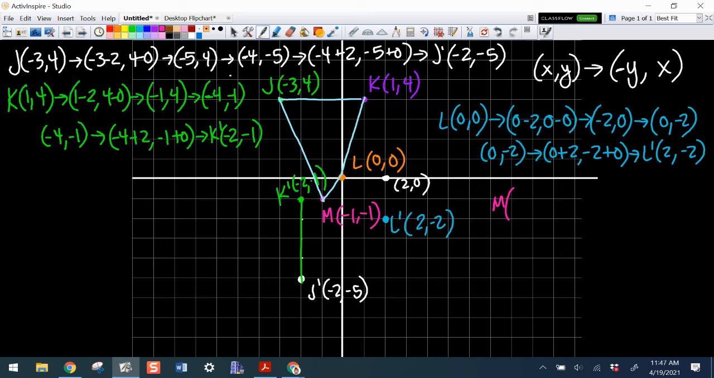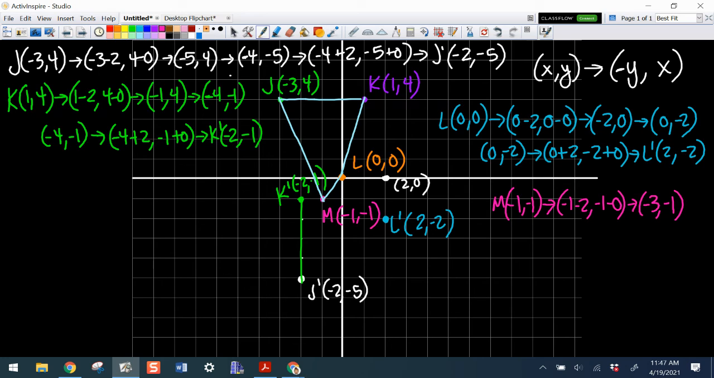Last and certainly not least, M is located at -1, -1. So we're going to add 2 to our x. No, excuse me, subtract 2 from our x. Goodness. Even when you do it so much, you start to forget and subtract 0 from a y. -1 take away -2 is -3. And -1 take away 0 is -1.